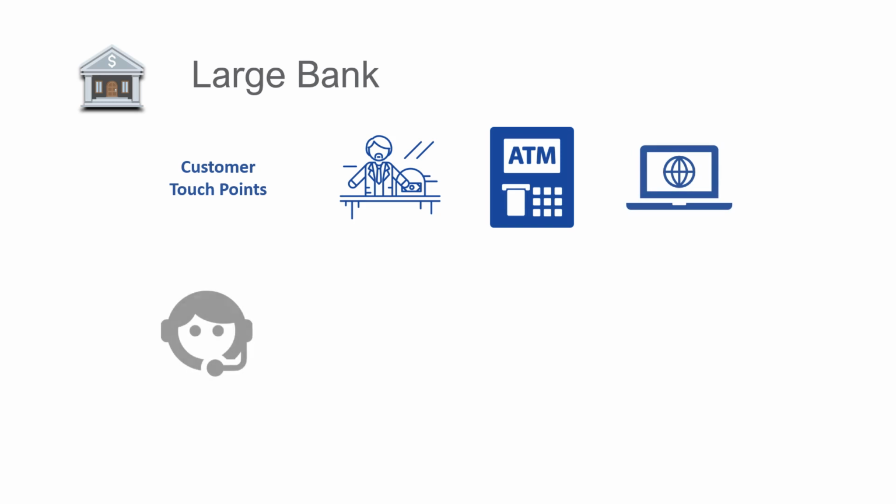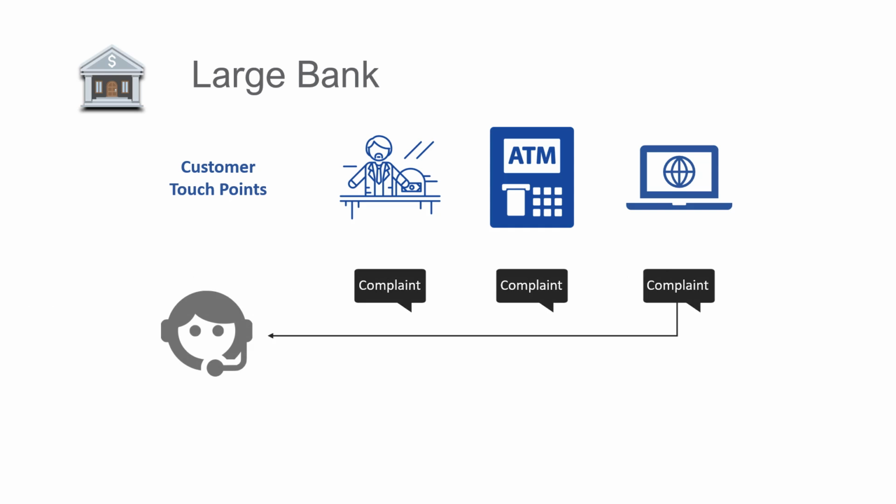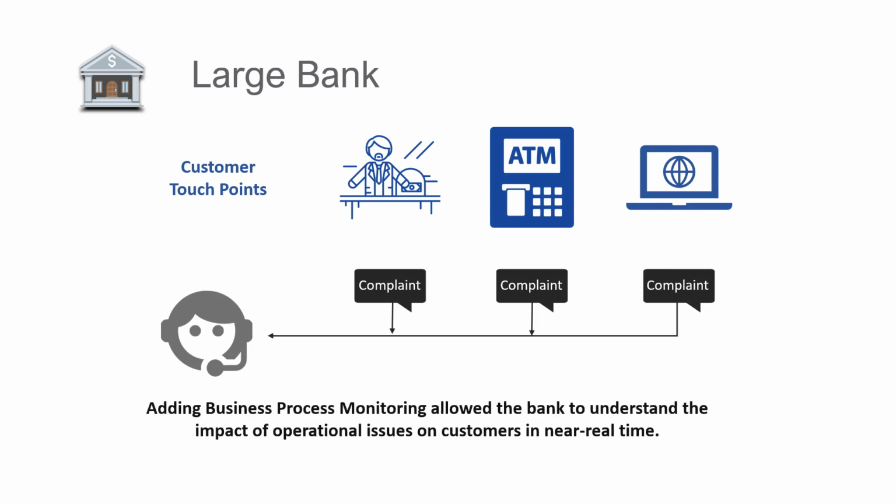This bank correlated data through their call center feedback and customer complaints to understand when they had customer perception problems. But they could only do that after the problems manifest. Leveraging business process monitoring, the bank was able to understand how their operational issues impacted their customers in near real time, so they could resolve issues as soon as possible.